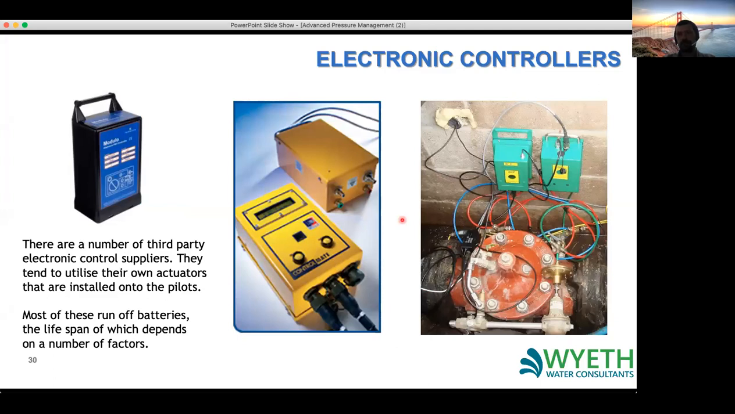So what these devices do, they actually connect to a flow meter and they measure flow that's going through the flow meter.